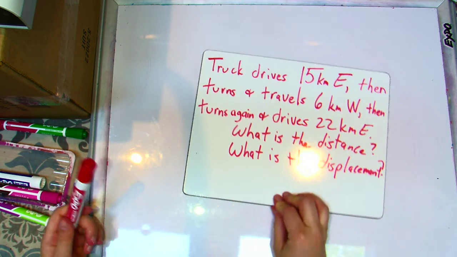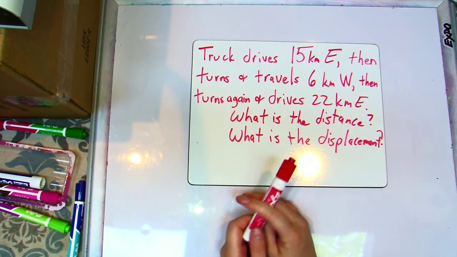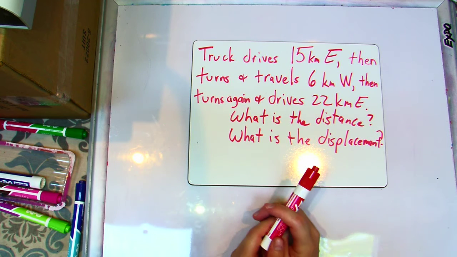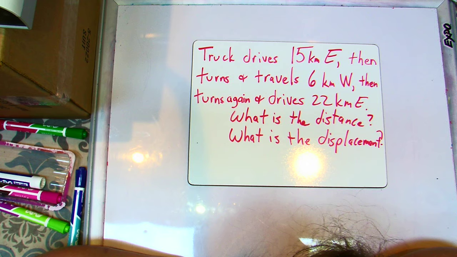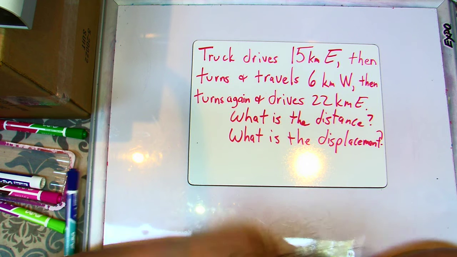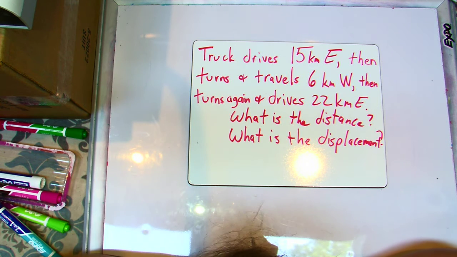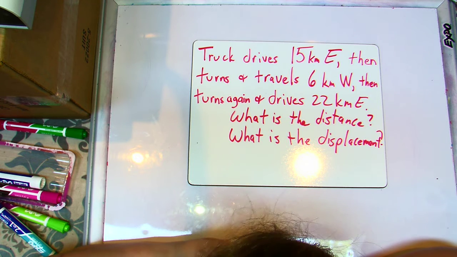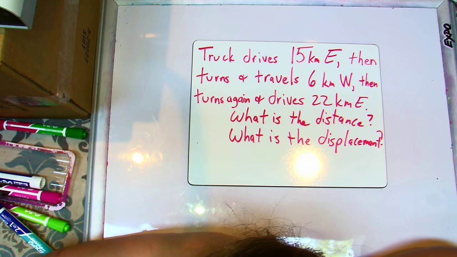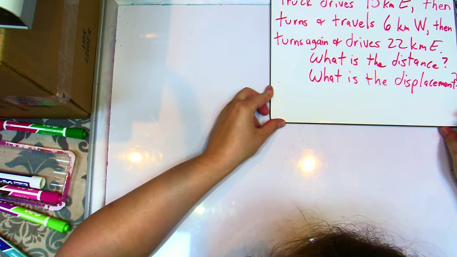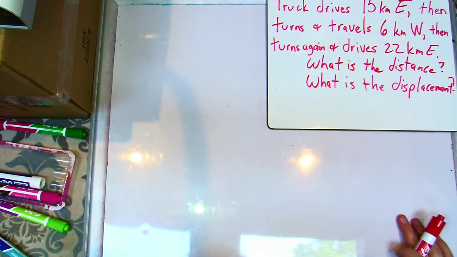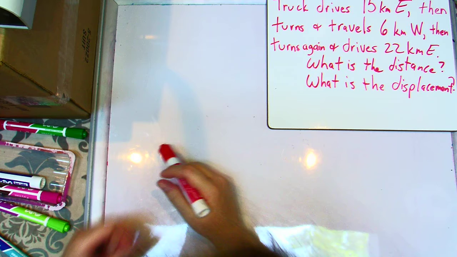Here's our first problem. This one's just kind of a review problem. A truck drives 15 kilometers east and then turns and travels for 6 kilometers west, then turns again and drives 22 kilometers east. What is the distance and the displacement? Now, something that's good to do is to diagram what's going on in the problem.